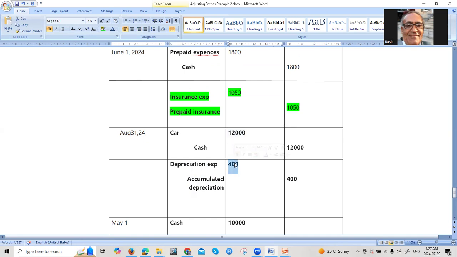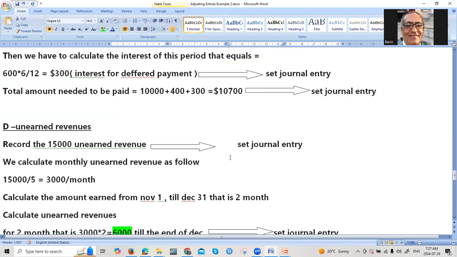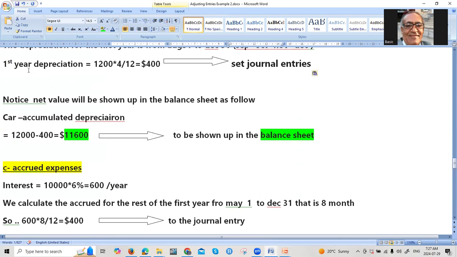12,000, and this is $400 for the year. The rest will go to the balance sheet. Let me show you something. Here, I bought the car for 12,000 minus the 400 which belongs to this year. Then my accumulated depreciation is $400 here, because it's the start. Then the net value of the car will be 11,600.